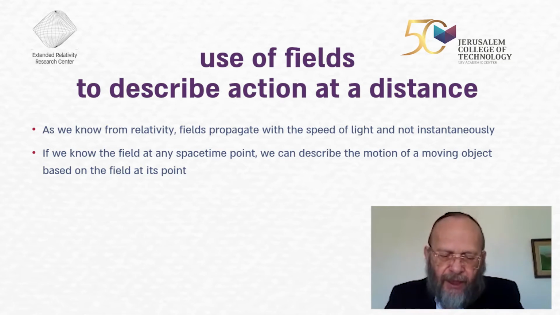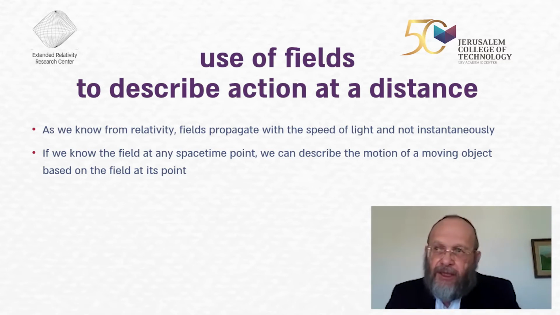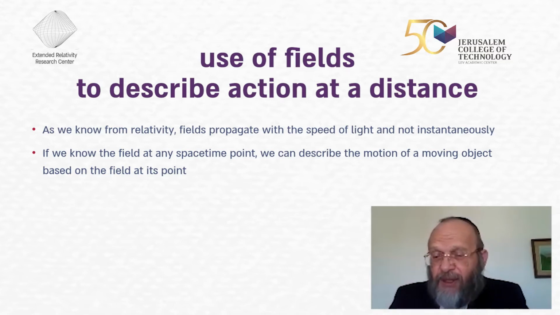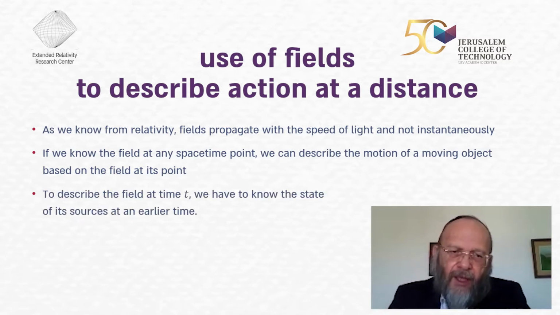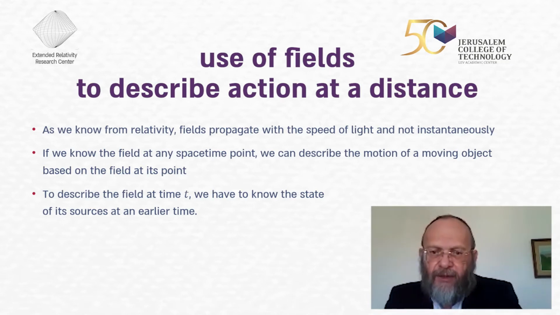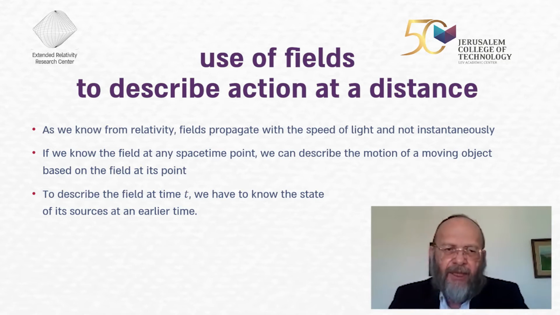So that's the very basic idea of introducing the field. It was introduced before relativity, already in electrodynamics. Maxwell equations, the equations for the field, because they saw that in electrodynamics we cannot use direct interactions, and it was not understood at that time that the reason is that the field propagates at the speed of light, and that was the reason why the Lorentz transformation came alive. It was the transformation that fit the Maxwell equations. So to describe the field at time t, we have to know the state of its sources at an earlier time. What time? Exactly the time that it took for the field to reach our point at time t.